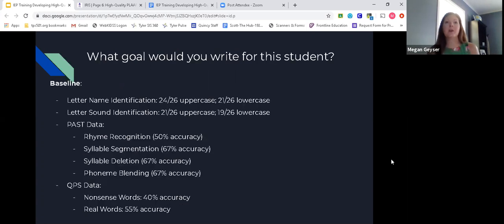Okay, so what goal would you write for this student? We have our baseline information here, and I just rewrote it in a little bit cleaner, not so narrative way. And I'm just curious, it's pre-recorded, so I can't call on people, but just kind of brainstorm, what goal would you write for this kiddo based on the data that was collected? So I'll give you about a minute to kind of have a goal in your head.